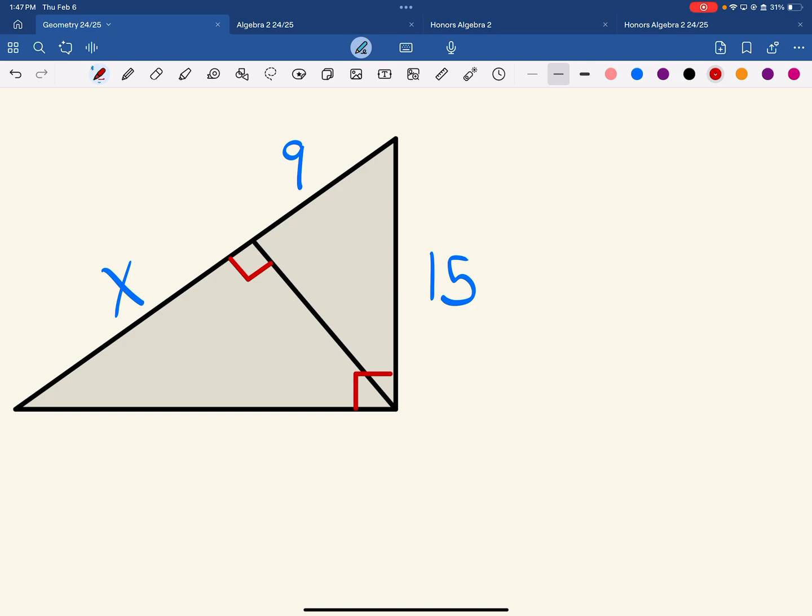Okay, so we've got our right triangle. We've got our right triangle that we have the altitude. So that breaks us into three triangles that are going to be similar to each other. We've got the big one, we've got the medium one, and we've got the small one.